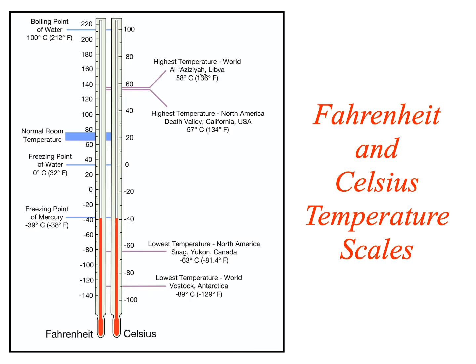So here is a comparison of the Fahrenheit and Celsius temperature scales. It's very easy to convert between each other. A simple mathematical formula. So here I've listed some interesting temperatures related to thermometers. Boiling water occurs at 100 degrees Celsius or 212 degrees Fahrenheit. The highest temperature ever measured on our planet occurred in Libya, 58 degrees Celsius, 136 degrees Fahrenheit. Highest temperature in North America, Death Valley, California, at 57 degrees Celsius or 134 degrees Fahrenheit.